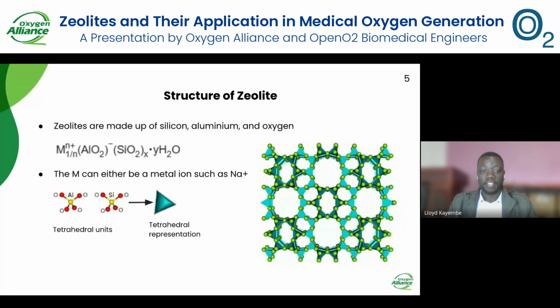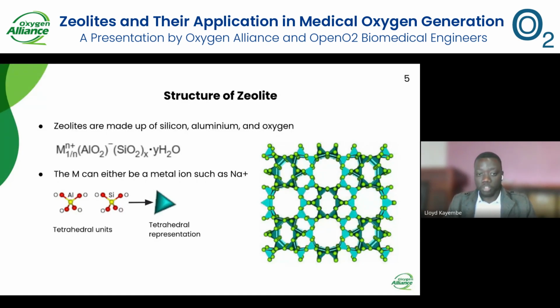As a result, there is an imbalance of charges in the structure. So to counteract this, the structure also contains counter ions that balance the charges. These counter ions are represented by M in the formula and can either be a metal ion such as sodium, calcium, or lithium, or a hydrogen ion.